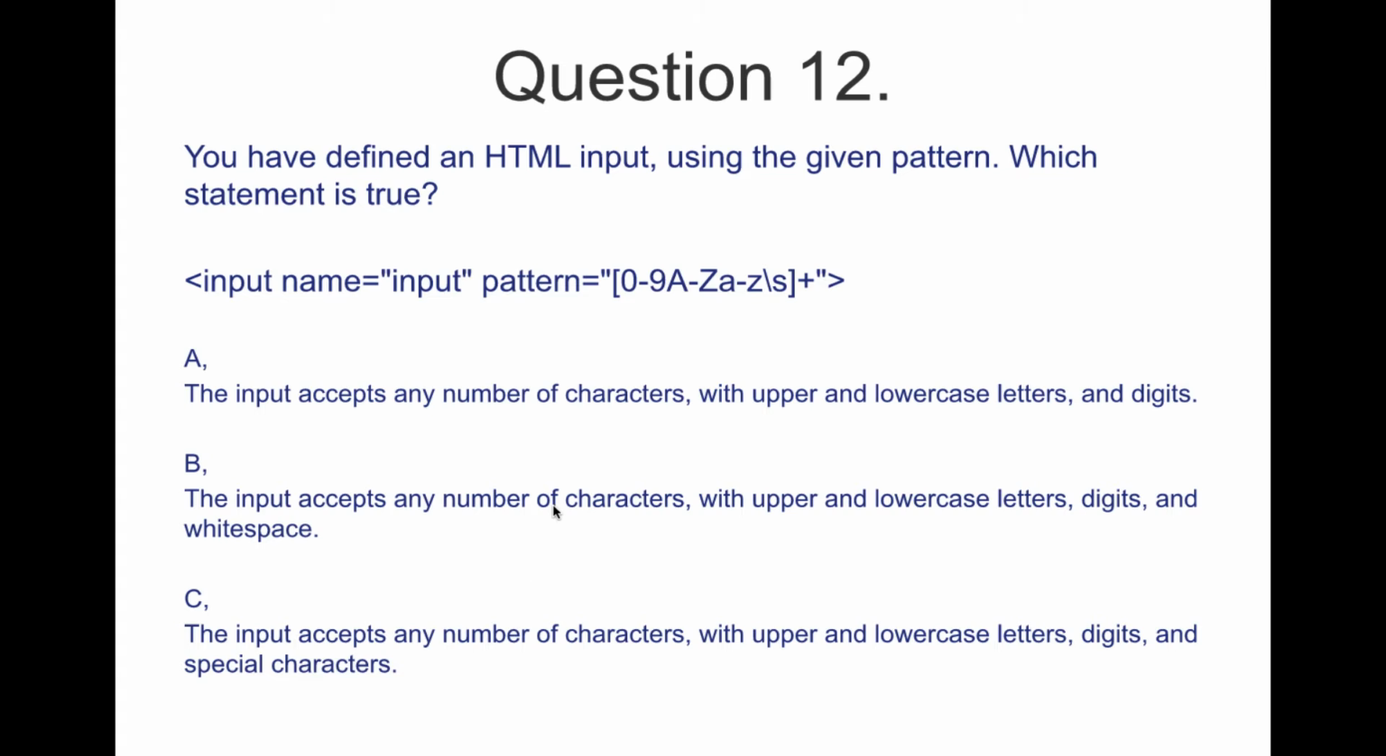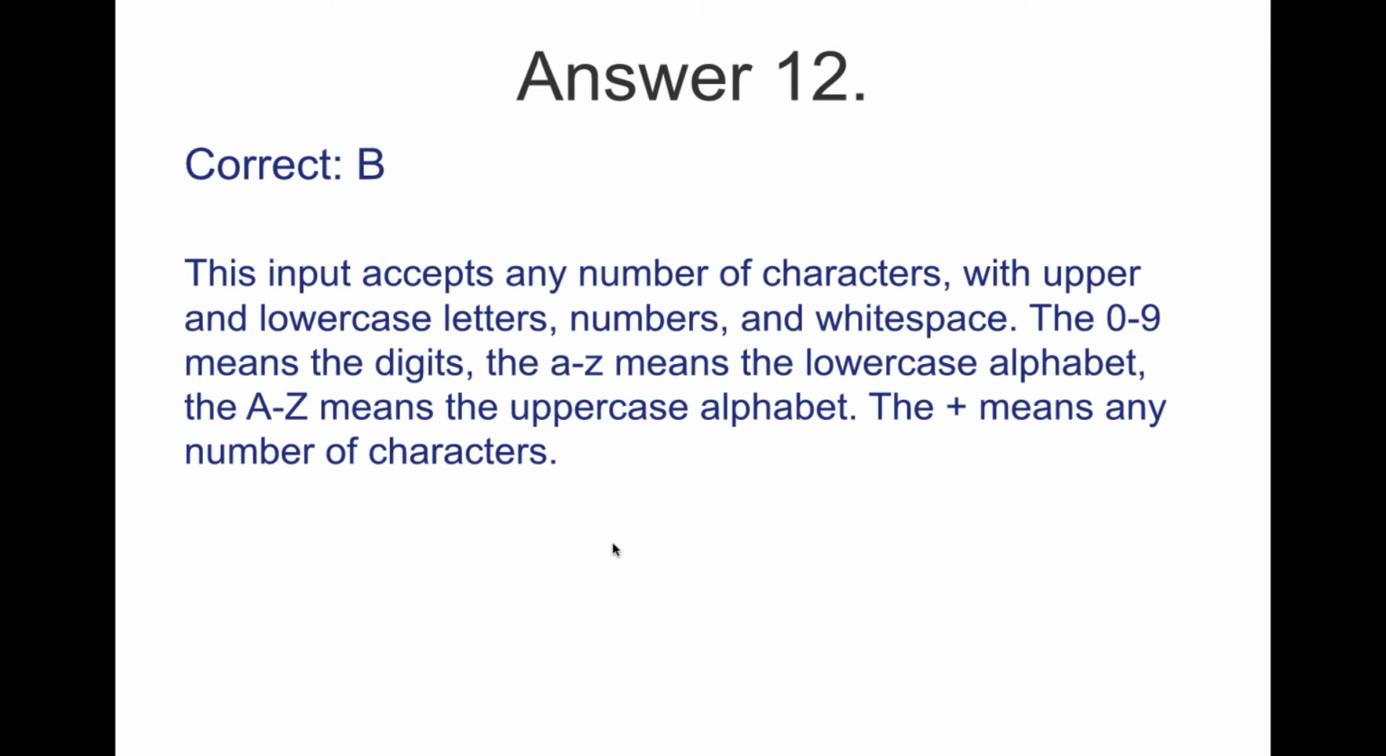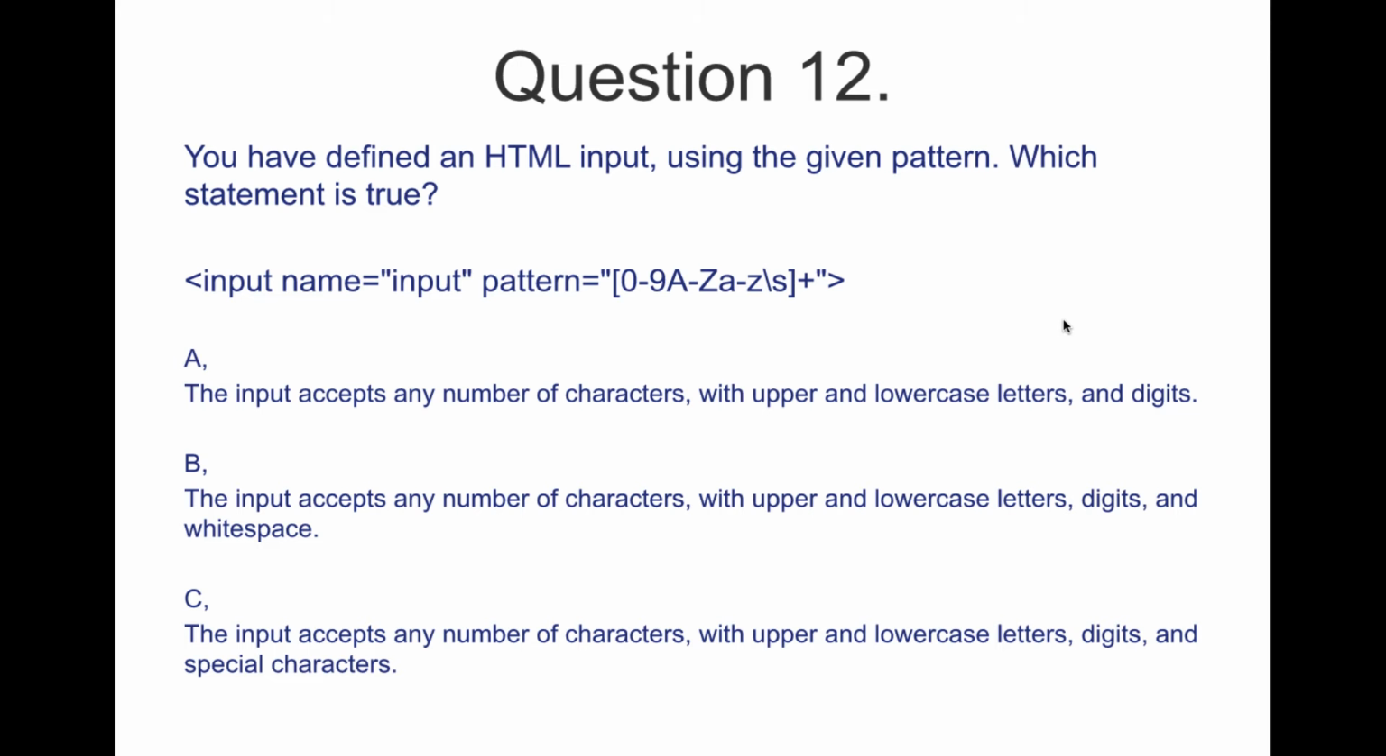So let's go back one more time and take a look at the pattern. So this was the pattern that we're looking at. And the correct answer was B. The input accepts any number of characters with upper and lowercase letters, digits, and white space. So the \s there is going to be representing the white space. And also note that we had a plus, so that would be accepting any number of characters afterwards.